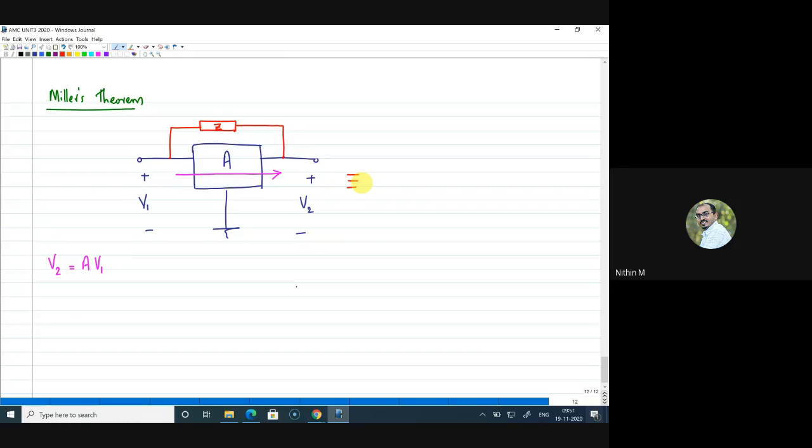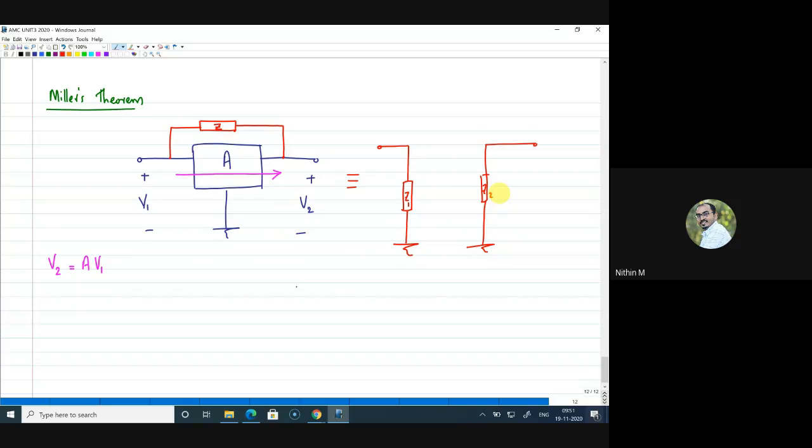Miller's theorem states that if you have a path in addition to the main signal path, where you have an impedance, that circuit can be decomposed in this fashion. You can break the impedance sitting in the feedback path as Z1 on the input side and Z2 on the output side.